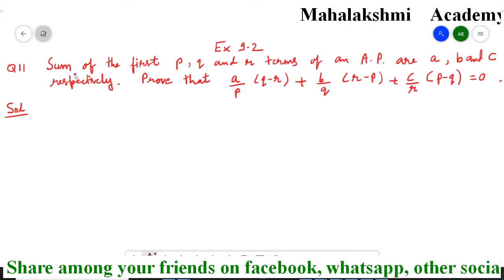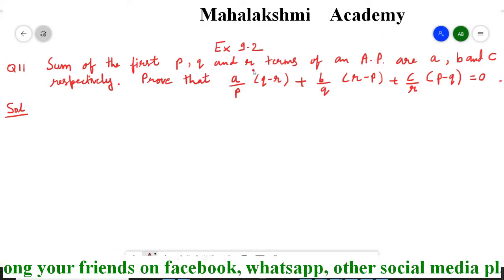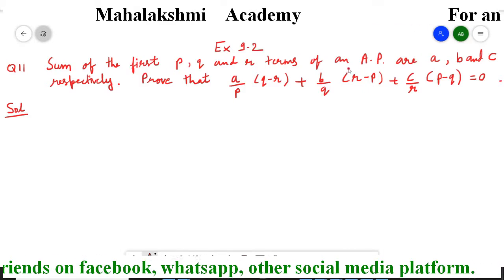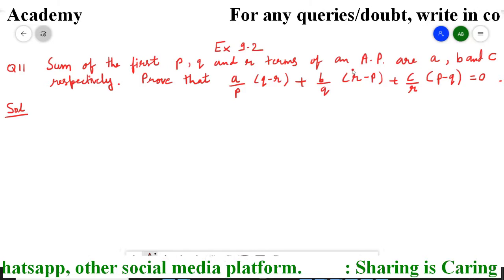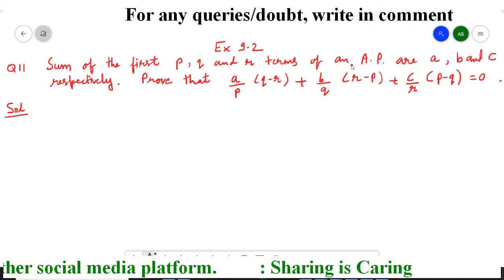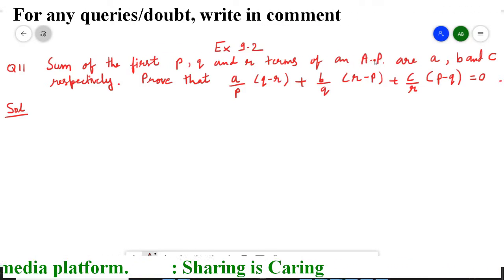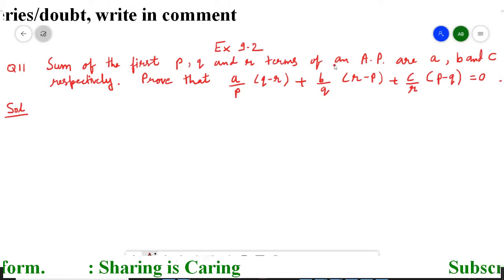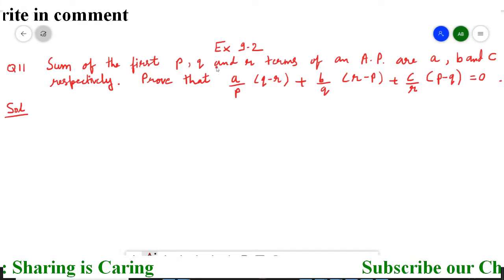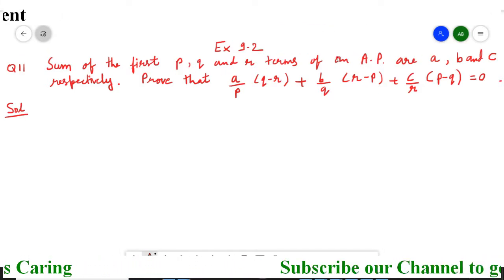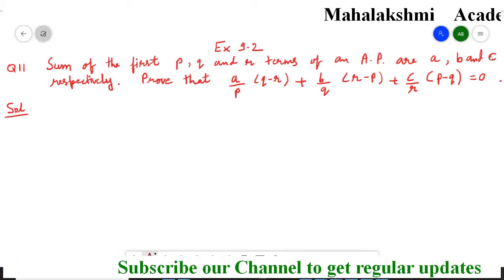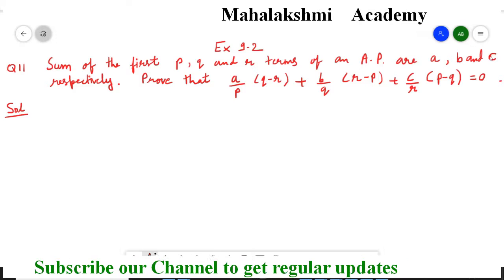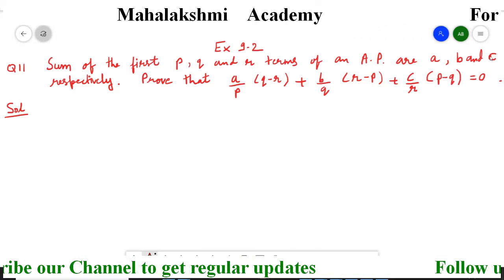So what is given to us? The sum of the first p, q and r terms of an AP. So the series is an arithmetic progression. We are going to use the sum of n terms formula first, and with the help of that formula we have to calculate the values which relate p, q, r and a, b and c respectively. So we'll start it. Firstly we'll write down the sum of n terms of an AP formula.